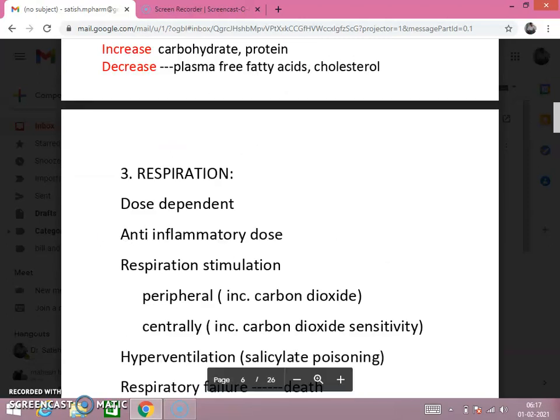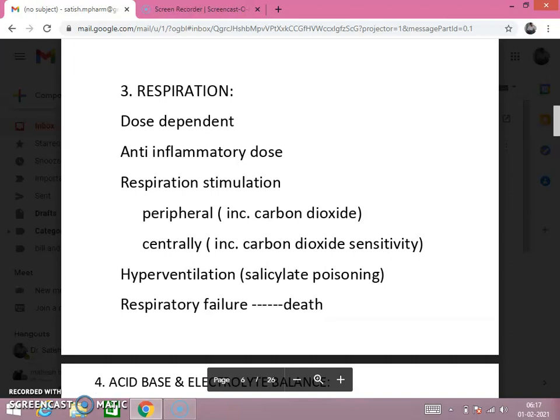Let us see about the action of aspirin on respiration. Here they show dose dependent responses. An anti-inflammatory dose causes respiratory stimulation. This respiratory stimulation may happen by a peripheral or central mechanism. The peripheral mechanism is because of an increase in carbon dioxide, because we have already seen the metabolic changes. Increased carbon dioxide causes respiratory stimulation. Centrally also, they increase carbon dioxide sensitivity, so they cause stimulation of the respiratory center. The net effect is hyperventilation, especially noticed in salicylate poisoning, but simultaneously we can observe respiratory failure, so death can be observed in toxic doses, because all the stimulatory responses may end in depression.